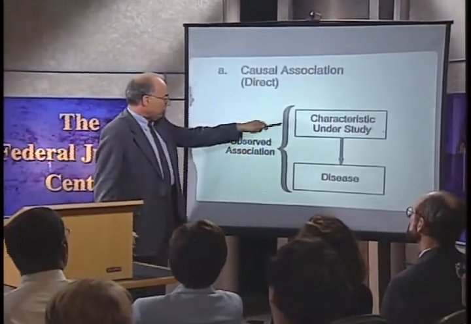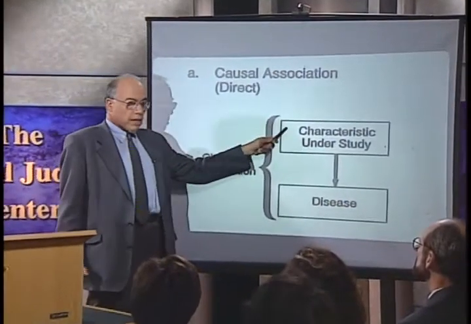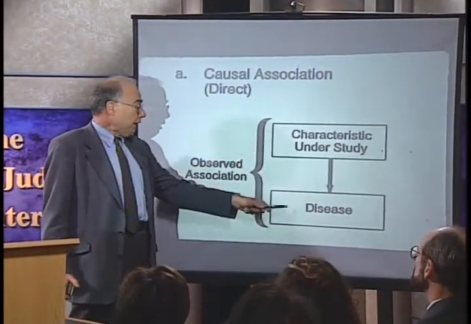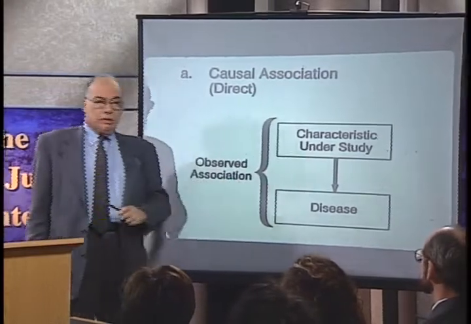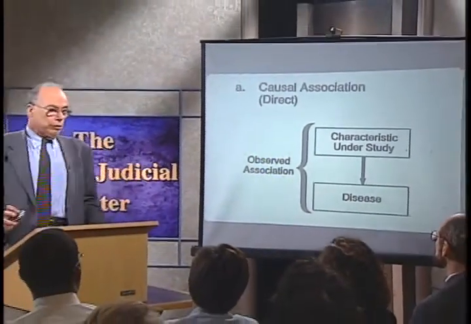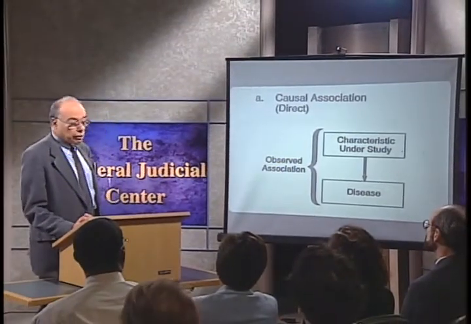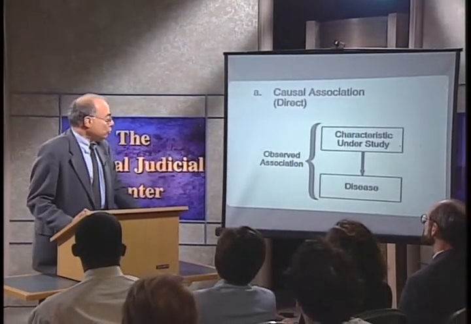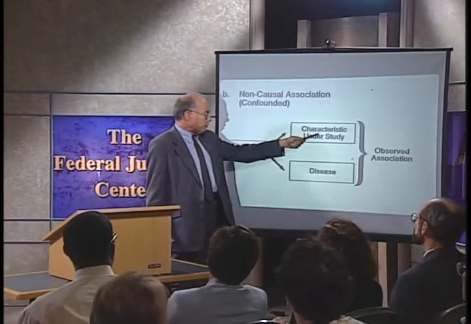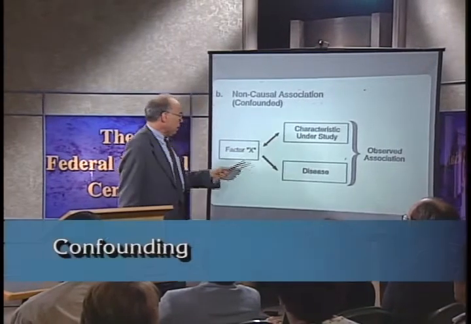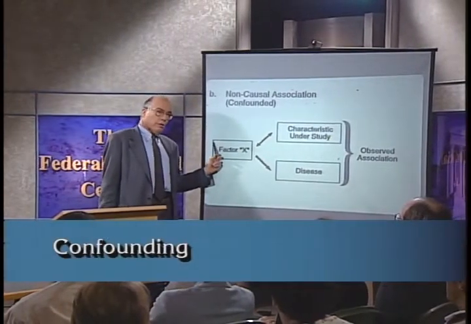This diagram shows us a causal association. We observe an association between a certain characteristic or an exposure and a disease, and the characteristic or the exposure causes that disease. This is a causal relationship, and causation here is indicated by the arrow connecting the two boxes. It is also possible, however, that we can observe an association as shown here, not because the characteristic or exposure causes the disease, but because both of them are linked to a third factor.